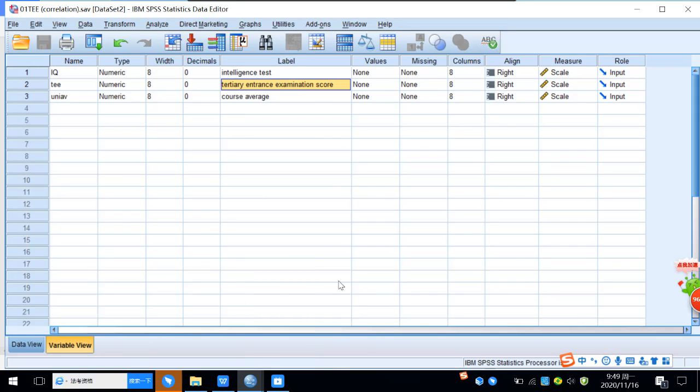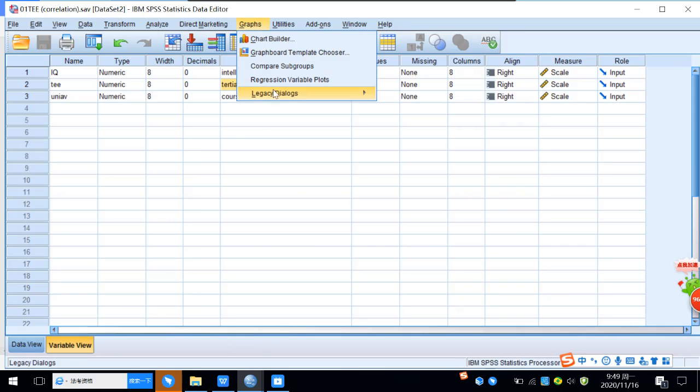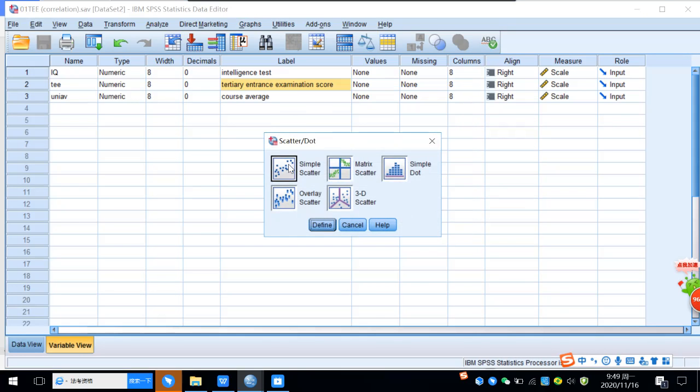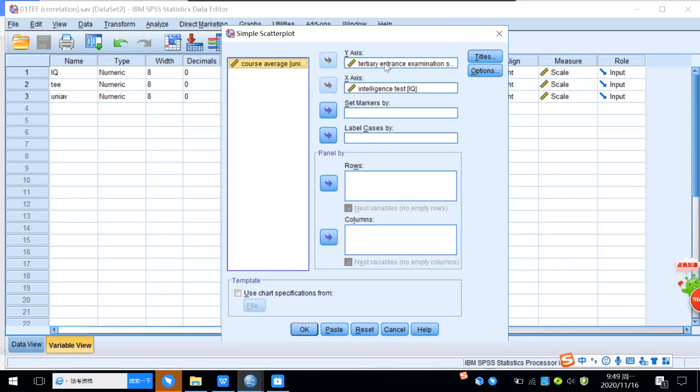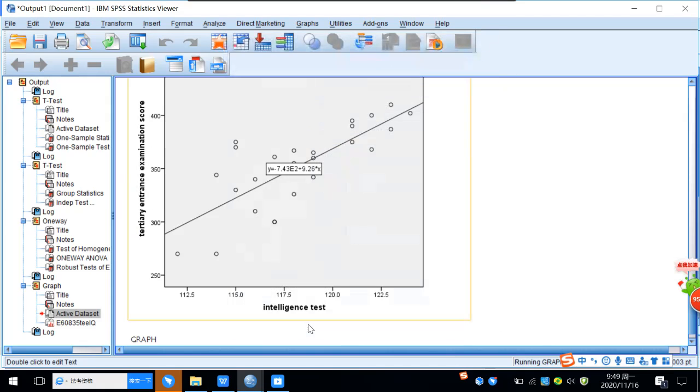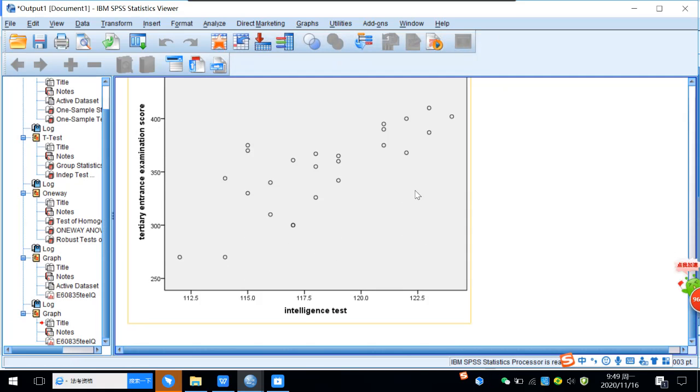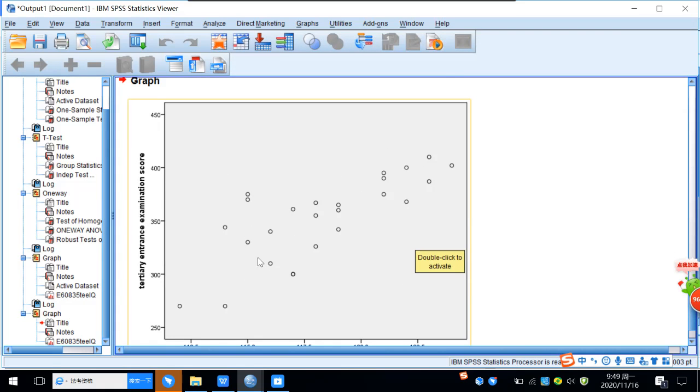Yeah, so can you ask me to show the line drawing? Okay, I'll show you again. Here, please click graph, scatter. Okay, and here y-axis is TEE, x-axis is IQ. And then, okay, here are all the samples. Then you double click.